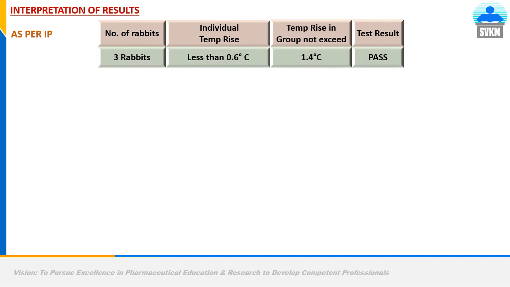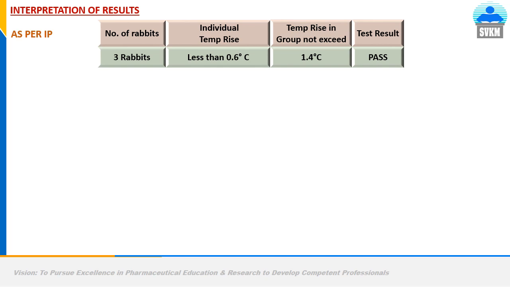Now we will see the interpretation of the results, which is very important, to judge whether the samples under testing are pyrogenic or non-pyrogenic. The Indian Pharmacopoeia suggests testing 3 rabbits in a group. In a 3 rabbit group, the individual rise in temperature should be less than 0.6 degrees Celsius, and the temperature rise in the group should not exceed 1.4 degrees Celsius. If both criteria are followed, then the test passes, that is, the samples are non-pyrogenic.